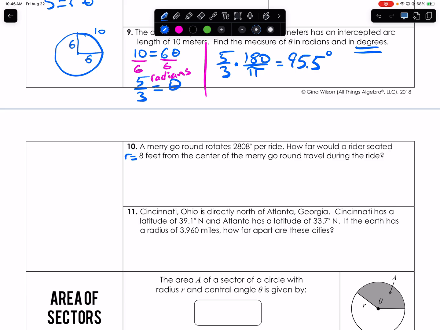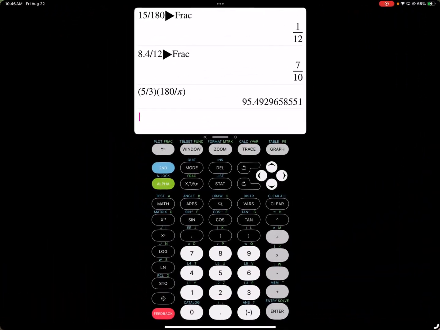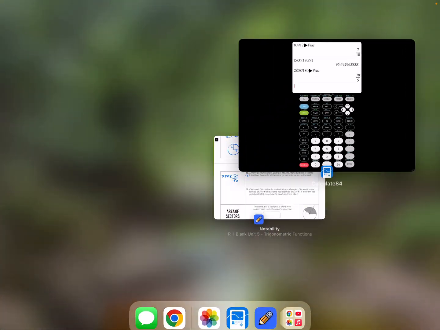And 2,808 is our theta. So what do I have to do to it to put it in radians? Pi over 180. Right? Because I need the pi on top for the radian, so I got to do pi over 180 exactly. And I'm going to do 2808 divided by 180. Math, enter, enter. And I get 78 pi over 5 when I do that.